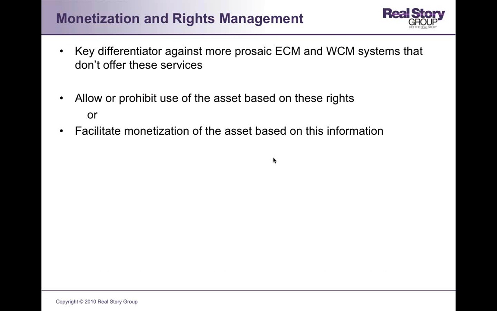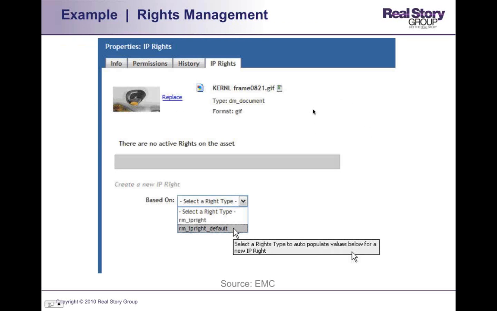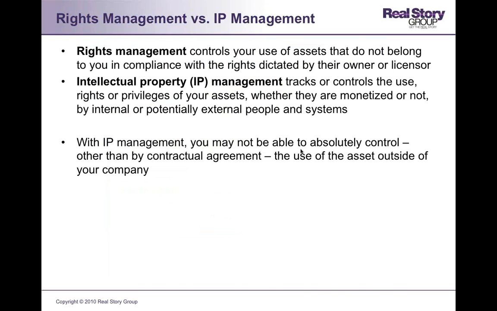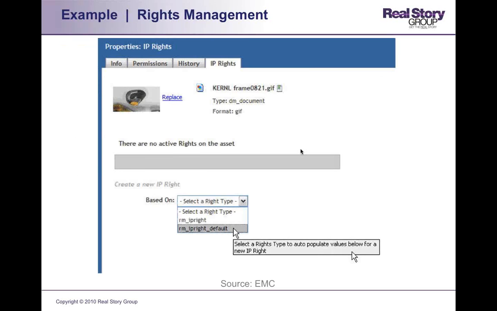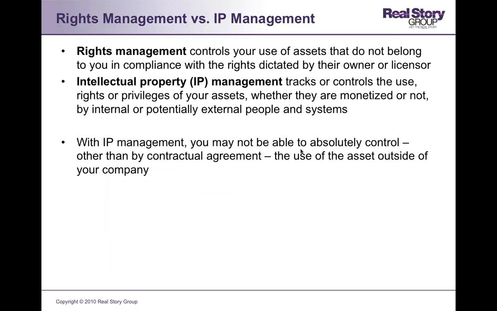The whole metadata piece. You need to have the metadata around that for it to really work properly. So again, we're getting a little short on time here, so I'm just going to show this slide. This is an example of looking at the IP rights around a particular asset and defining those IP rights. Again, it goes back to the importance of metadata in this particular scenario. I'm going to summarize there because I know we're just about out of time. We have a lot more information on rights and IP management.